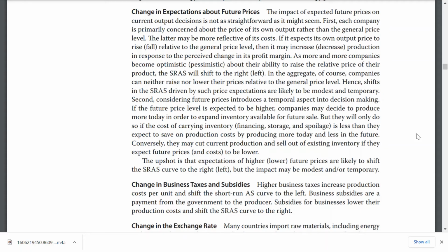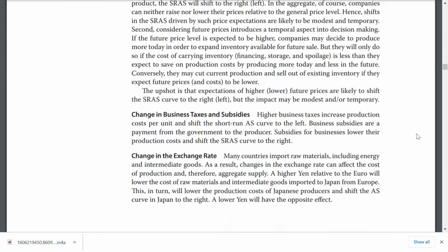Conversely, they may cut current production and sell out of existing inventory if they expect future prices and costs to be lower. The upshot is that expectations of higher or lower future prices are likely to shift the SRAS curve to the right or to the left, but the impact may be modest or temporary.